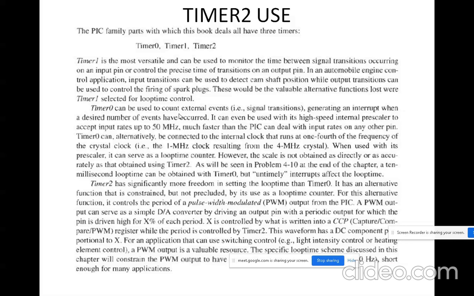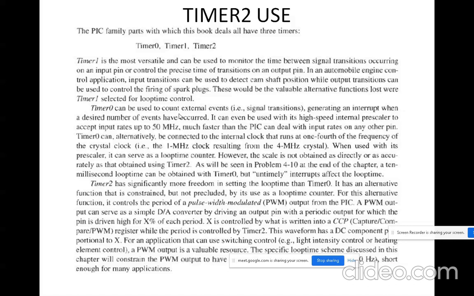So timer 0 is used for the external event counting process. It will be acting as a counter for the external device signal transitions. Whenever your external device requests an interrupt with your PIC microcontroller, the rate for servicing that particular interrupt will be fixed by timer 0.